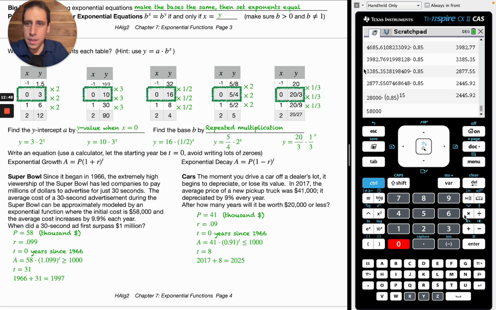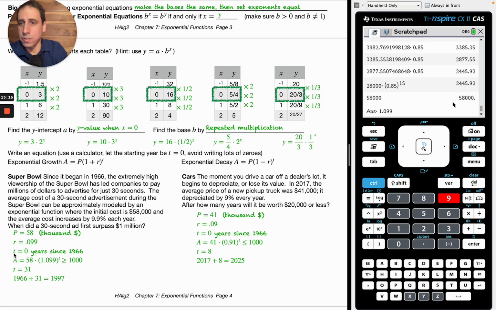So, and then we're going to multiply it by. Let's see. I'm going to get the enter, and now it's an answer. And now I'm going to multiply the answer by 1.099. That's 9.9%, an increase of 9.9% each year. So that's 1966, and I think we're going to use t is equal to 0.